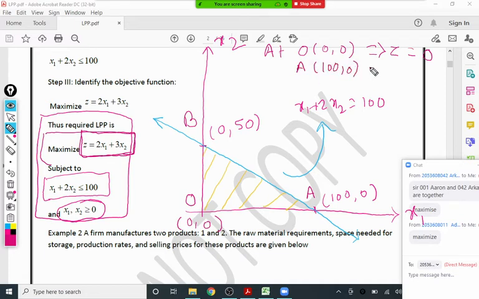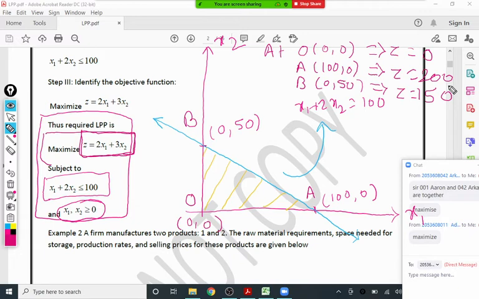Then at point A, 100 comma 0, what is the value of Z? Is it 200? And next at point B, 0 comma 50, what should be the value of Z? 150. Yes, 150.